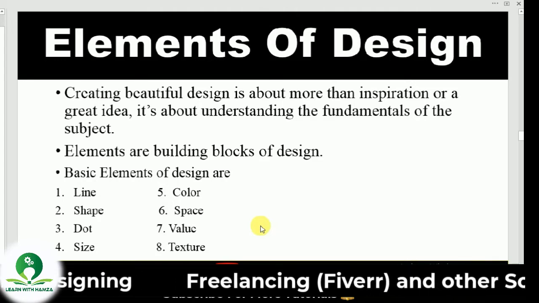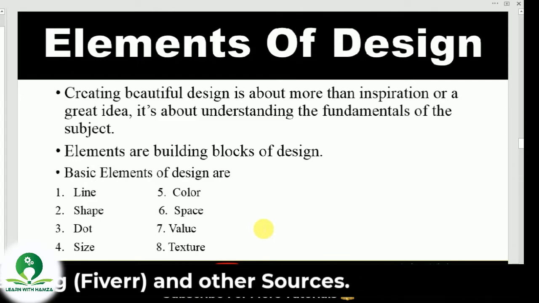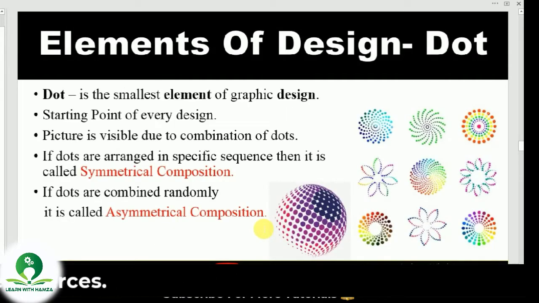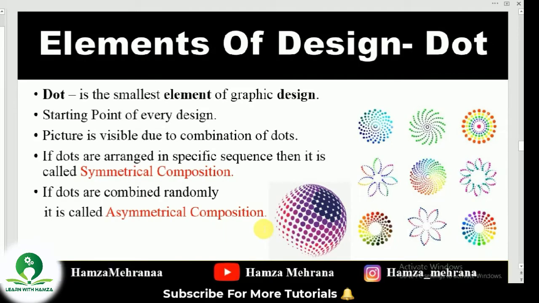So let's start. The first element of design is dot. Dot is the smallest element of graphic designing. As you know, the starting point of every design is a dot. If you want to write an essay, the first thing that you do is to put a dot. Similarly, a new journey always begins with one step. So this dot is always the first element of designing, as the beginning of every new journey is the first step and the beginning of every essay is a dot.